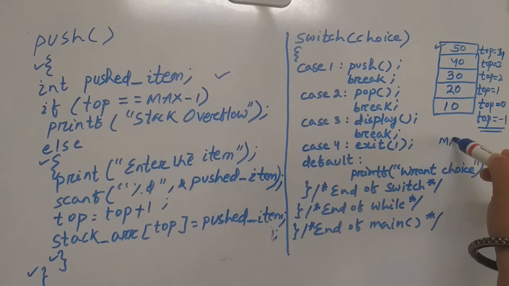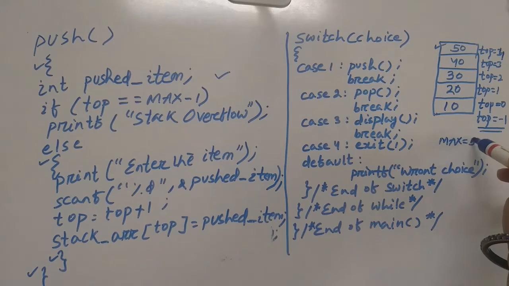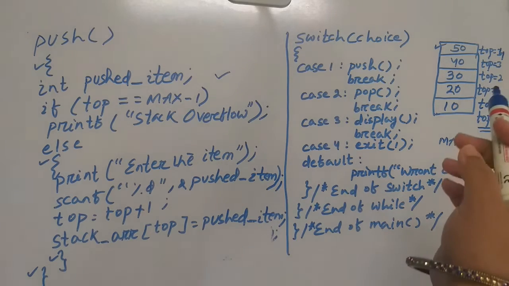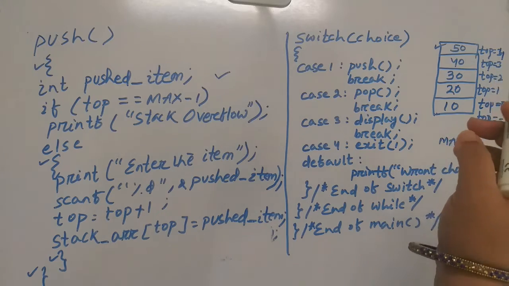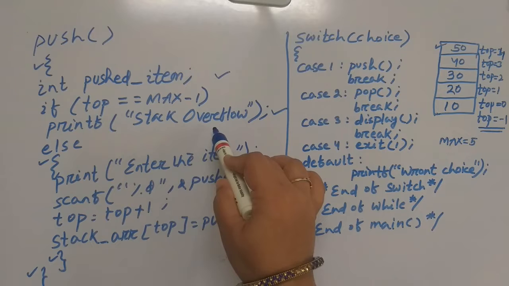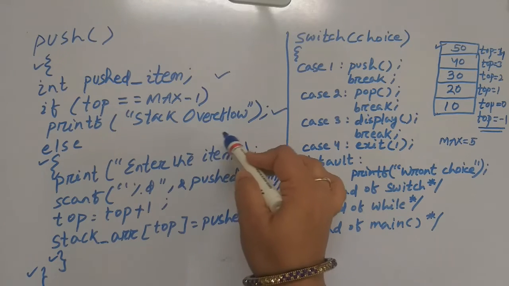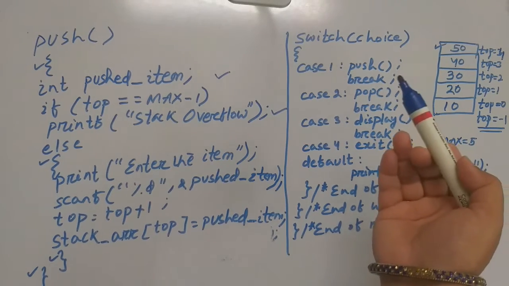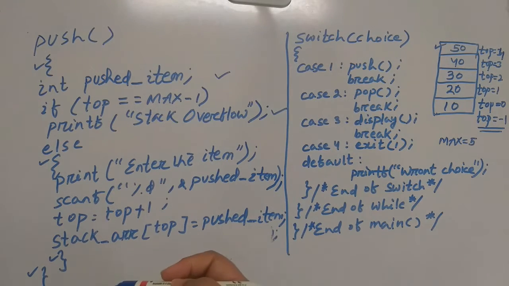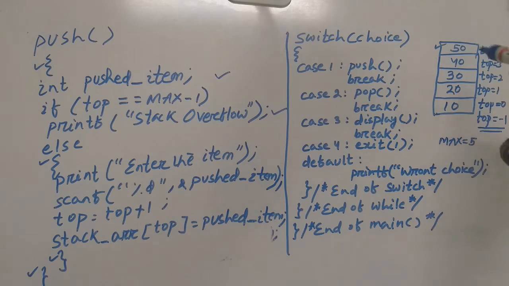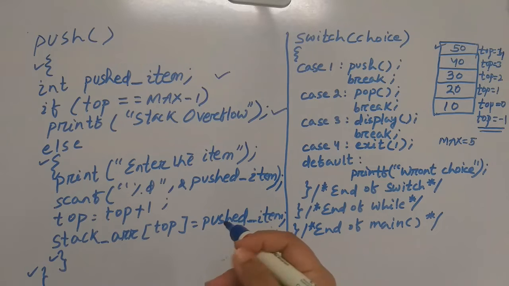So what is the max size? Max size is equal to 5. Okay, so max -1 equal to 4. The top is now at the extreme position, which is 4, which is max -1. Then we print the statement stack overflow. Then we are not entering any value, so next we go outside of the push operation. Because this is already a full stack, after that we cannot enter any next item.